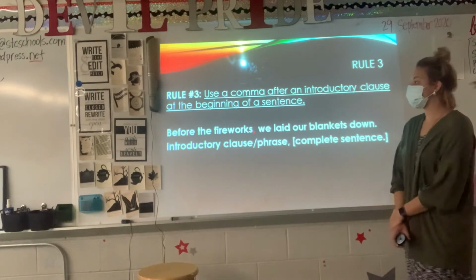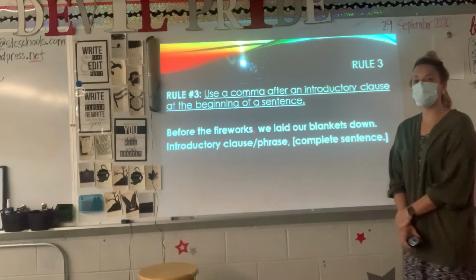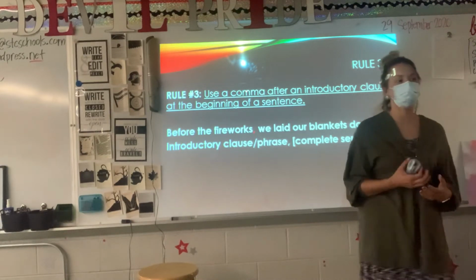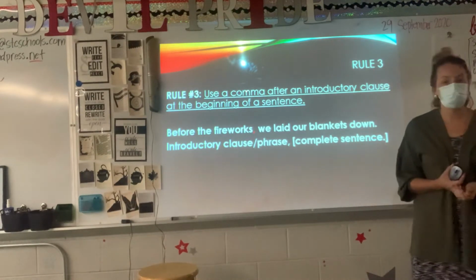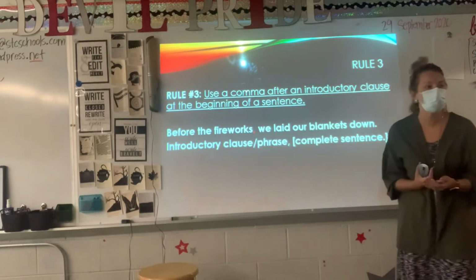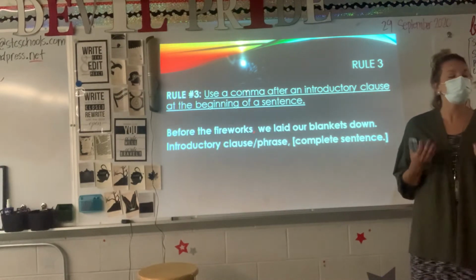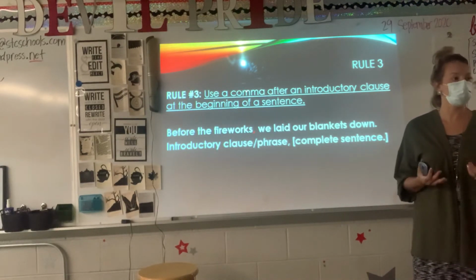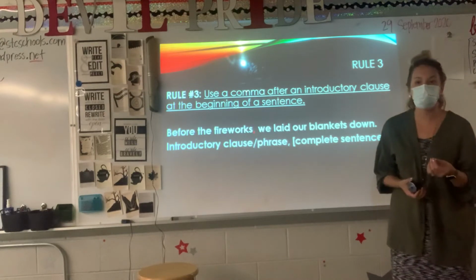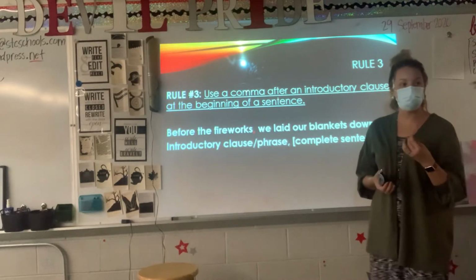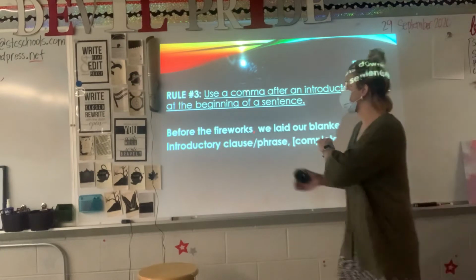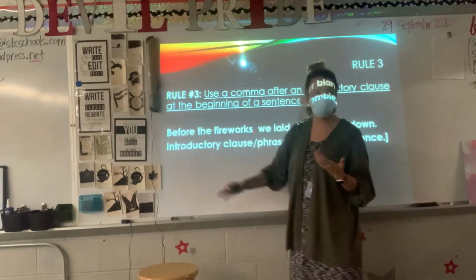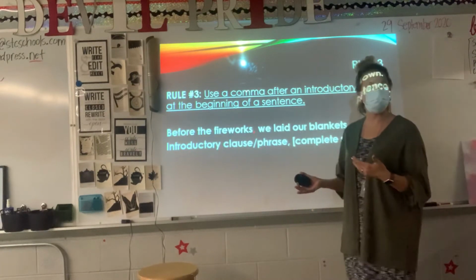So rule number three, this is the rule where you feel that natural pause happen. You typically have a dependent clause or a prepositional phrase that makes you feel like you need to pause within the sentence. This is also the rule where I tell you, when we do our mug sentences, if you take it away, you're still left with a complete thought. So that's the trick for number three.